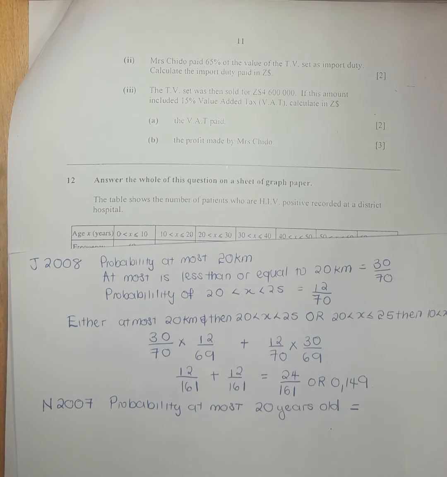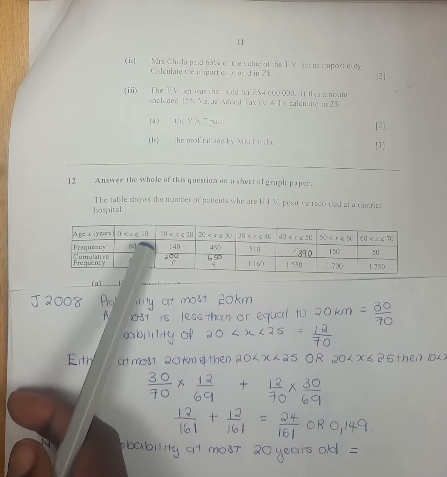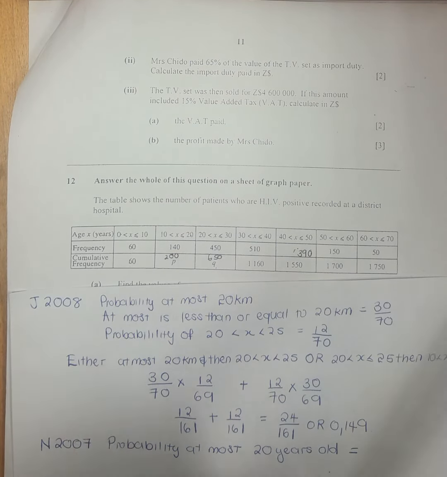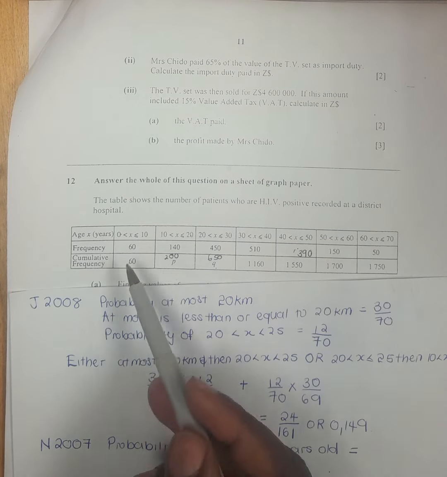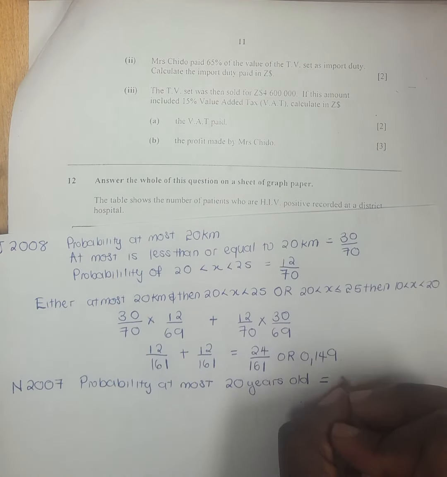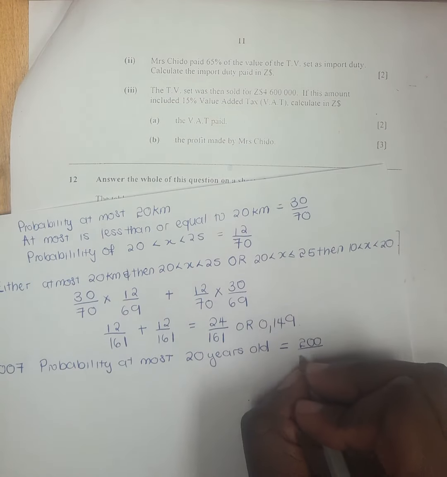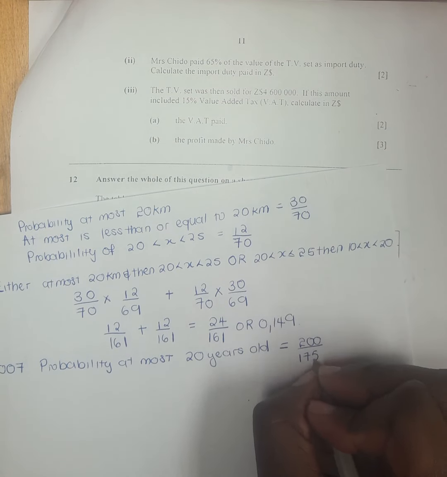So when we are saying probability at most 20 years old, we mean less than or equal to 20. So we are going to select those from 0 to 10 and then 10 to 20. So we are going to say 60 plus 140. We obtain our answer, which is 200. And then the total number of patients, we have 1,750. So we write 1,750.